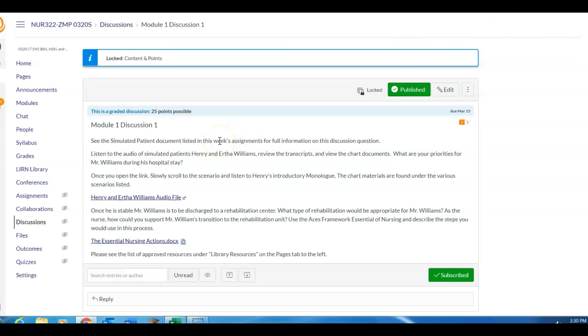As far as the discussions go, you are to be in the discussions a minimum of 4 days a week, and you are to post 15% of the time or a minimum of 10 posts. That includes your launch and your summary, and then your questions or your replies to your students who have answered your questions.